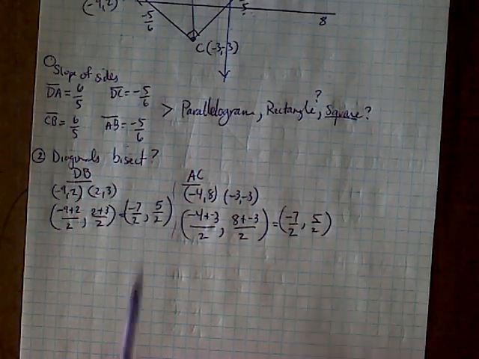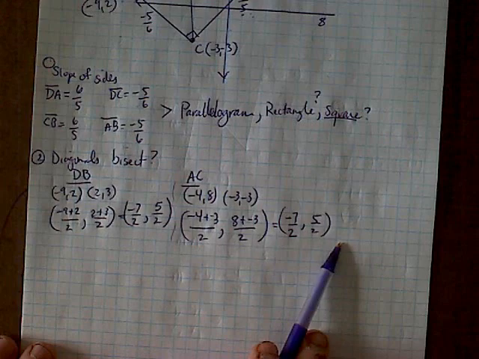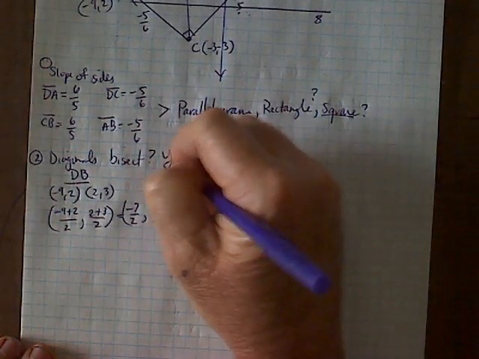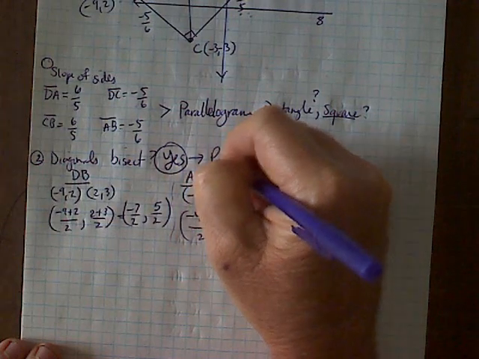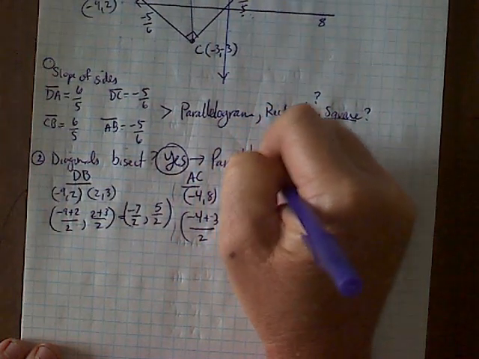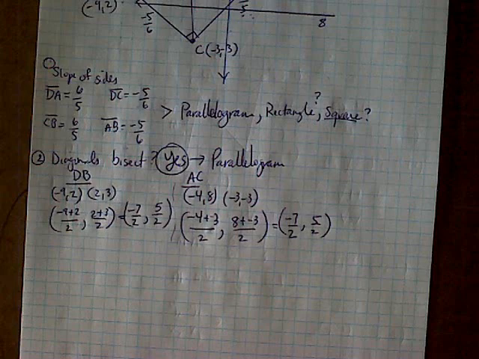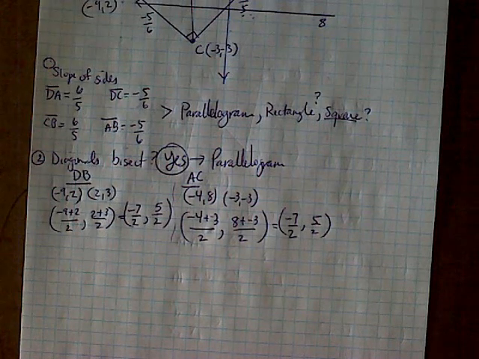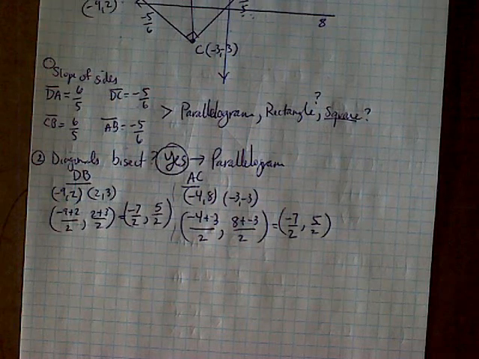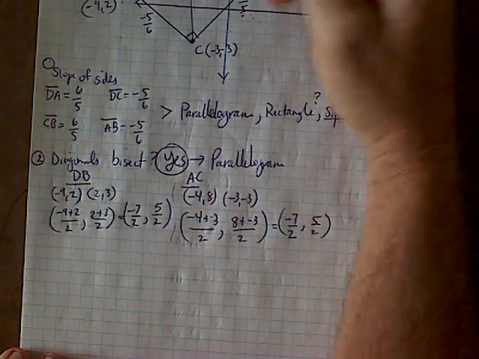So, since the diagonals have the same midpoint, do they bisect each other? Yes. Okay. Now, that means that it's a parallelogram again. Now, let's continue on. Next thing that I want to start looking at is the diagonals a little bit more.